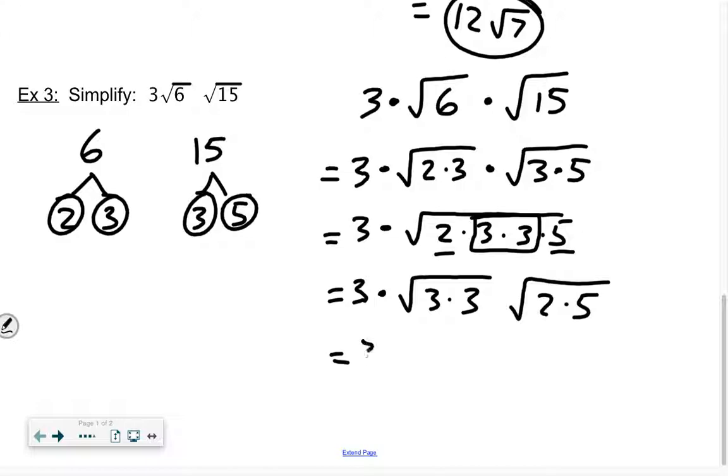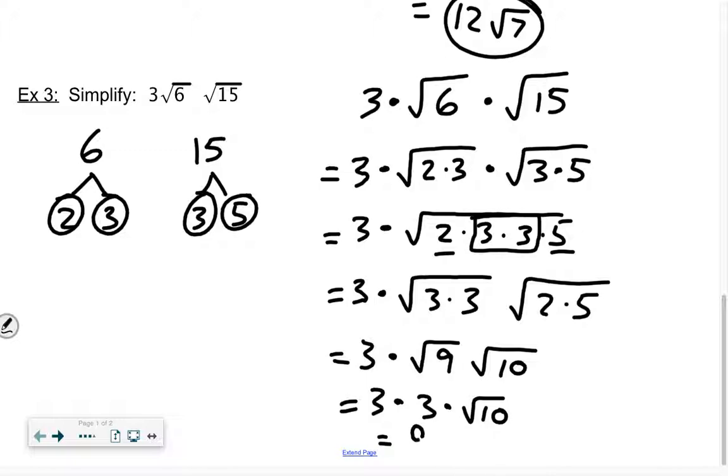And now what we want to do is take 3 times the square root of 9 now. And let's go ahead and multiply the 2 and the 5 to get 10. 3 times 3 times 10. Lastly, we know 3 times 3 will get us 9 times the square root of 10. And we can't simplify that any further.